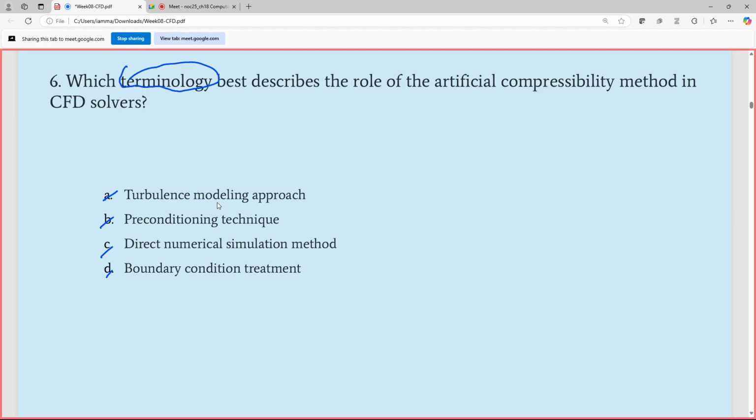The answer is option B, that is preconditioning method, because this pseudo time loop has to be converged before moving on to our main simulation. For every major simulation of the main equations, this pseudo time loop has to be converged for the simulation to run, for the simulation to have stability. So this artificial compressibility method mainly comes under preconditioning methods or preconditioning techniques.